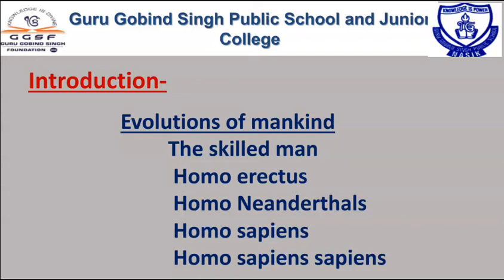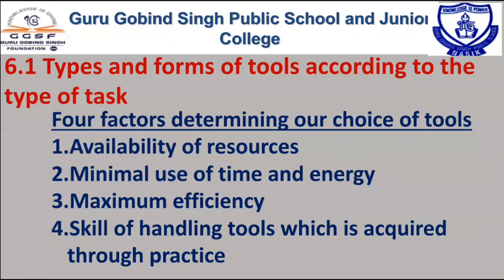So dear student, in the 5th lesson you all learned about the evolution of mankind. But while evolving, mankind also used different tools. The information about those tools we are going to take in this lesson. So, the types and forms of tools according to the type of task. This is our first point.